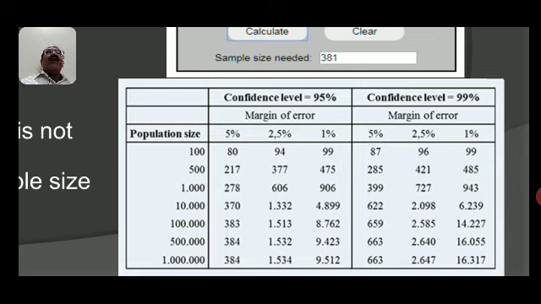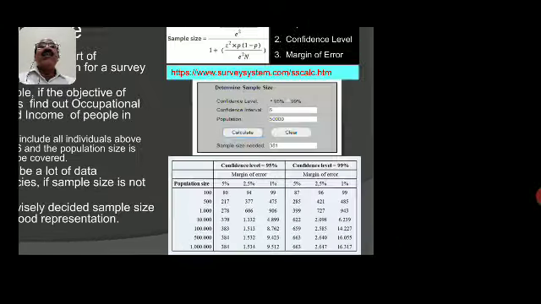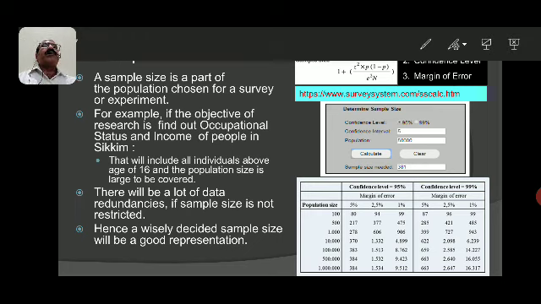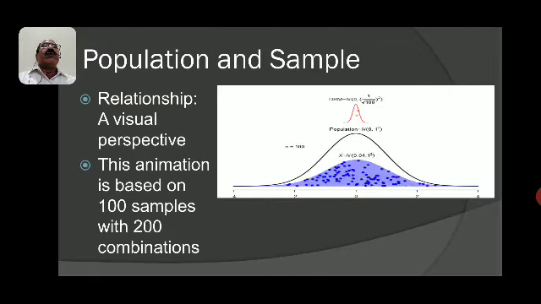So if you increase the population, there is hardly any increase in the sample size beyond 5 lakhs. If you take more samples, that will be redundant. But in some cases, we may go for it to find out clustering. We'll discuss those things later on. Okay, then this is the population and the sample.